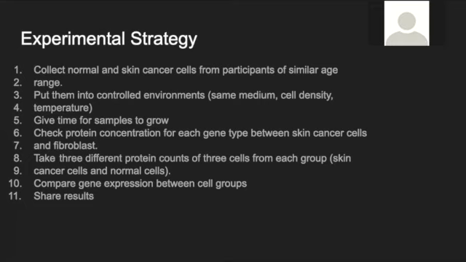For the experimental strategies, I'm just going to read the list. The first one is to collect normal and skin cancer cells from participants of similar age range, put them into controlled environments with the same medium, cell density, and temperature, give time for samples to grow, check protein concentration for each gene type between skin cancer cells and fibroblasts, take 3 different protein counts of 3 cells from each group, skin cancer cells and normal cells, compare gene expression between cell groups, and share results.